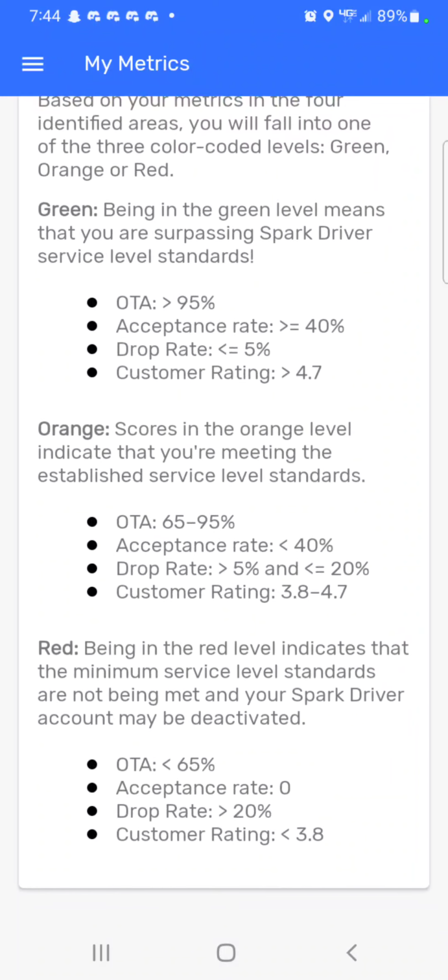Let's go down to the red. This is what gets you deactivated. Your on-time arrival is less than 65%. A 0% acceptance rate, which is bullcrap, by the way. Drop rate of greater than 20%, excuse me. And customer rating of less than 3.8. To get less than 3.8, you have to really be a screw-up.